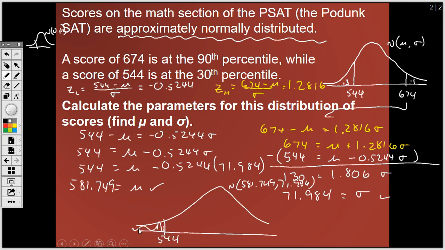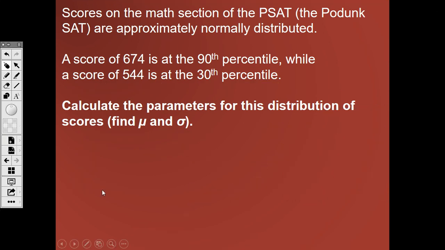So on my calculator, I'm going to do normal CDF just to check my answer. So I go to distributions, normal CDF. My lower is negative 99999. Upper is 544. The mean is that mean that I just got, 581.749. My standard deviation is 71.984. And I hit paste and I got 0.299999. It's definitely going to round up to 30%. We got it right. Good job. High five. That's a system of equations.